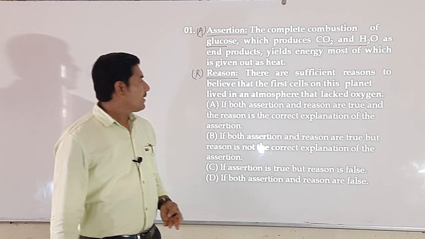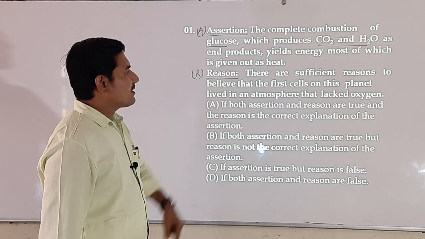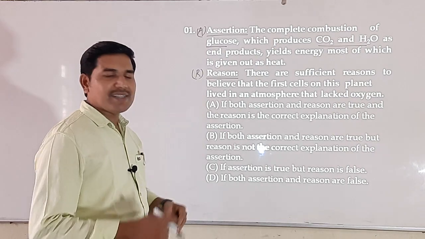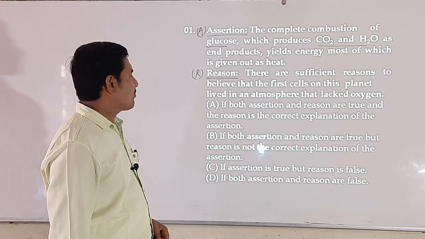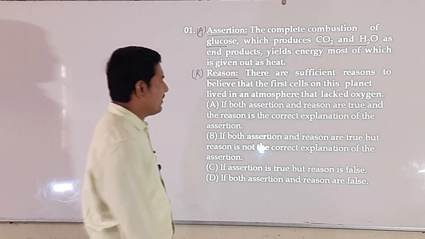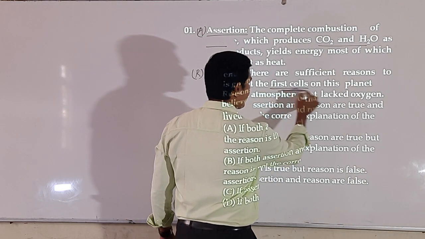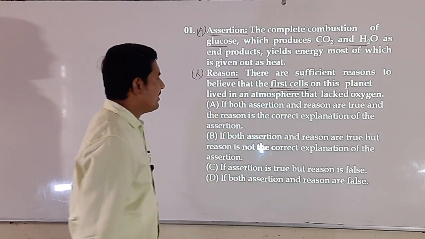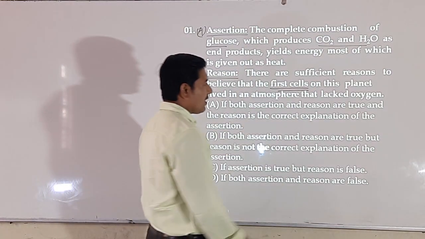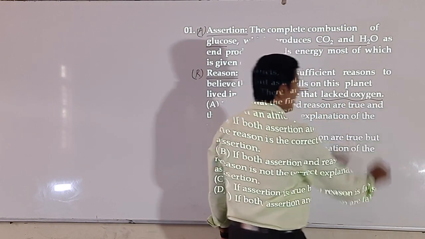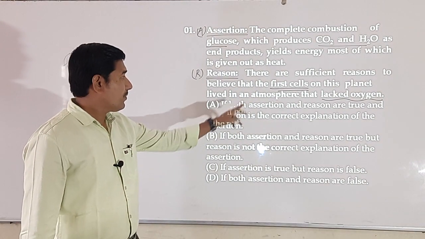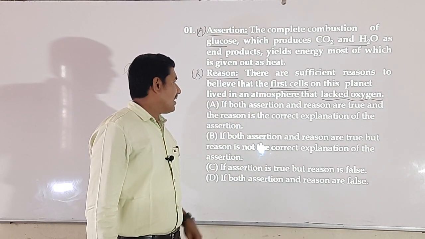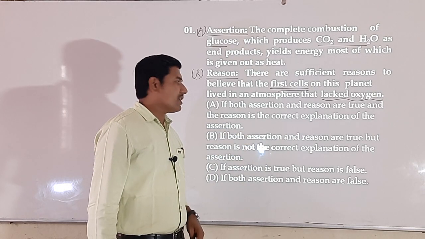Then the reason: there are sufficient reasons, sufficient means abundant reasons, to believe that the first cells on this planet lived in an atmosphere that lacked oxygen. Lacking means less oxygen. The first cells on this planet lived in the atmosphere that lacked oxygen.